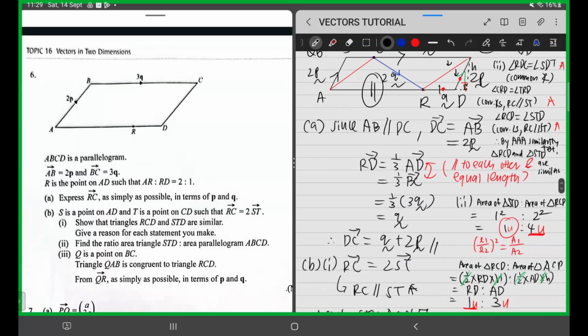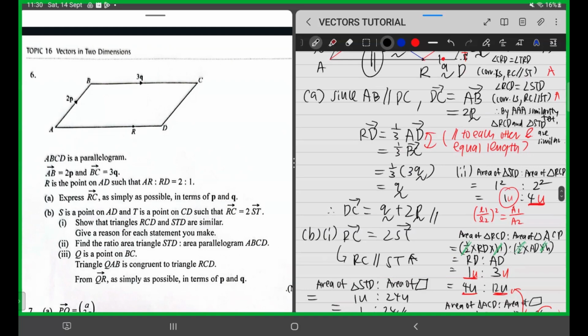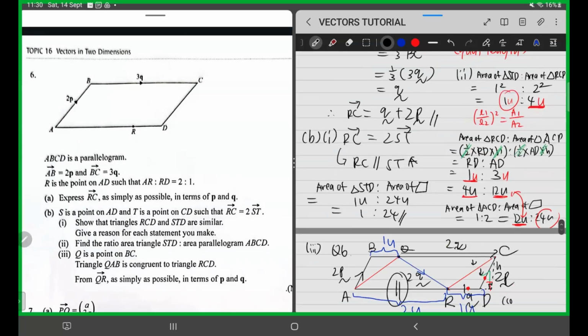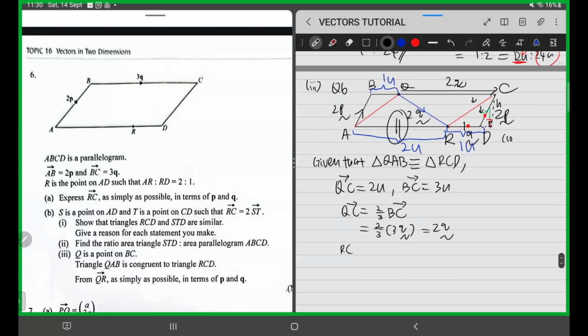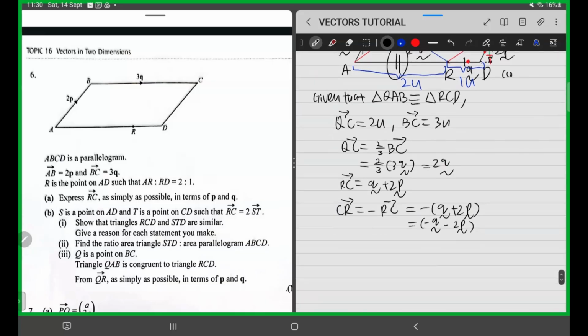Express RC. Wait, where is the answer for RC? RC is, oh wait, no, it's not DC, it's RC. RC is Q plus 2P. So RC is Q plus 2P. Therefore, your CR is negative RC, which gives us negative (Q plus 2P), which gives us negative Q minus 2P. Right? Hence, you got your answer already.